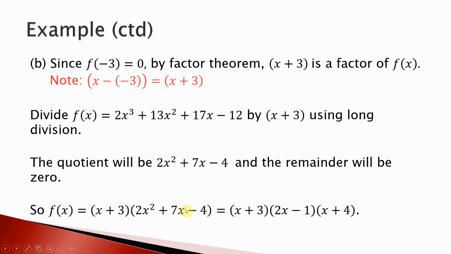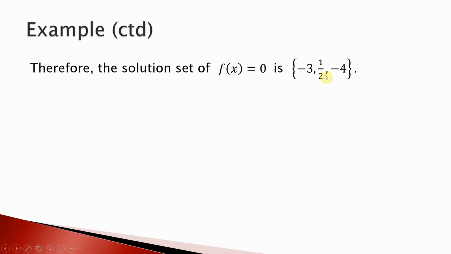This quadratic polynomial can be factored like this. So you in fact have 3 factors, and 3 solutions for the equation f of x equals 0. So the solution set is this.